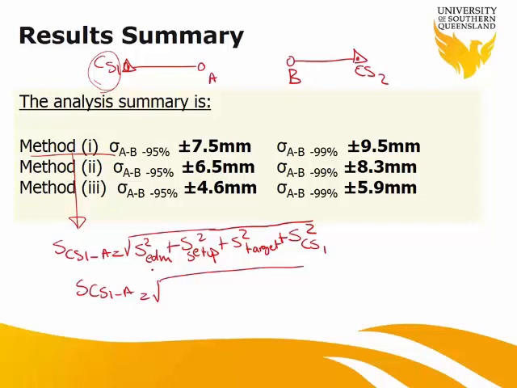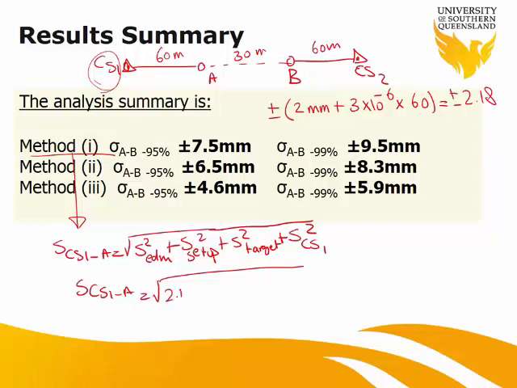So then I can say, if I assume the ADM for this, this is 60 meter, this is 30 meter, this is 60 meter. Good. Knowing that this is 60 meters, if the instrument accuracy is 2 millimeter plus 3 ppm, we can times it by 60, and then it gives us the accuracy, which is plus or minus 2.18.